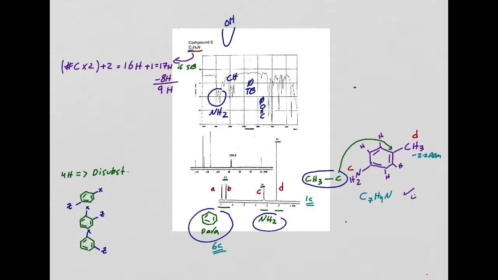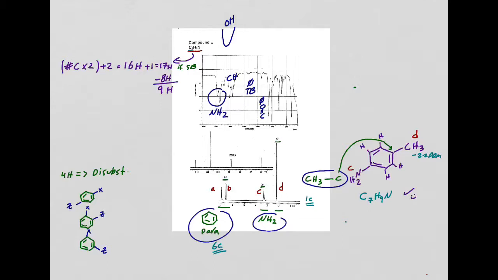Now, which one is which? I want you to think about this. Which one is which in this case? Is this A or is this B? Look at the chemical shift. One of them is more downfield than the other one. I want you to look at nitrogen.